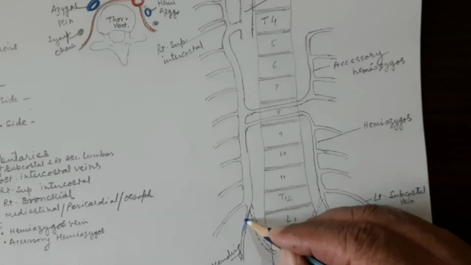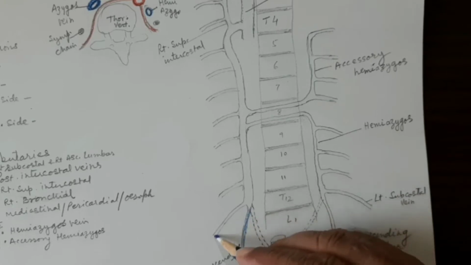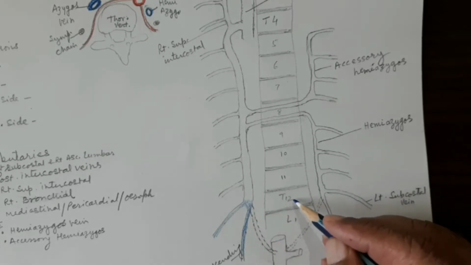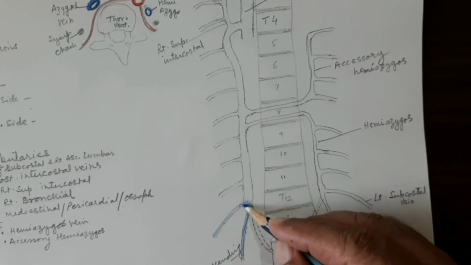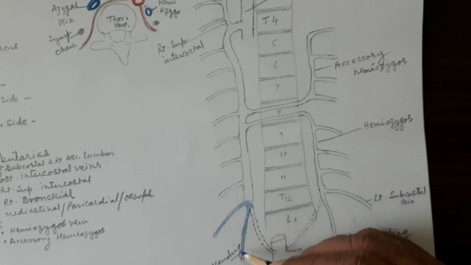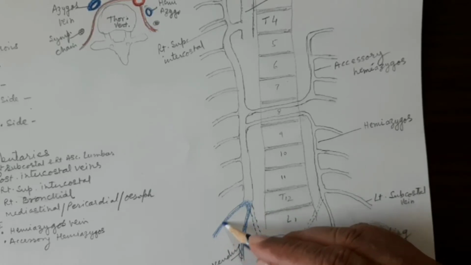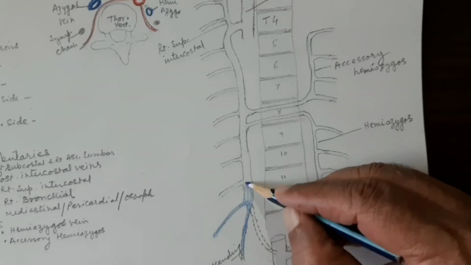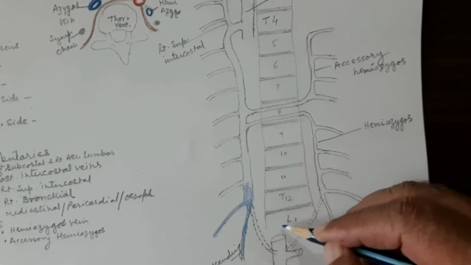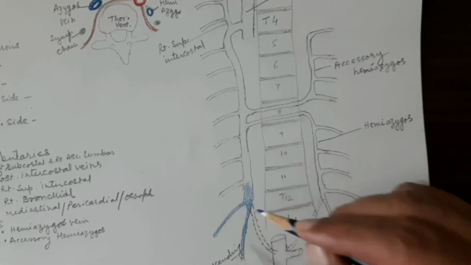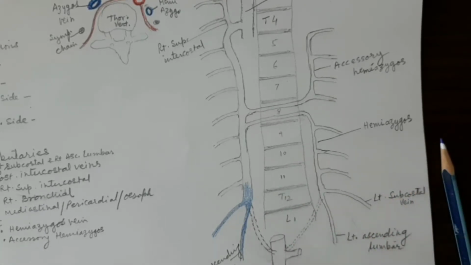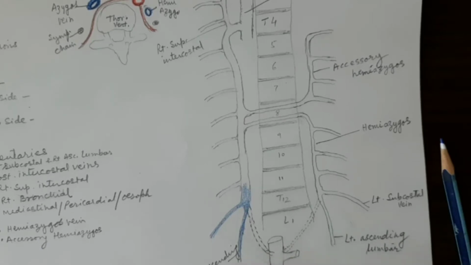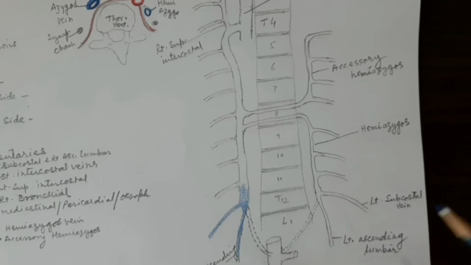So this is the right ascending lumbar vein and this is the right subcostal vein. They will join to each other at the level of the T12 vertebra. So by joining of the ascending lumbar vein and the right subcostal vein, there is the formation of the azygos vein at the upper border of L1. This is one of the ways in which the azygos vein is formed.